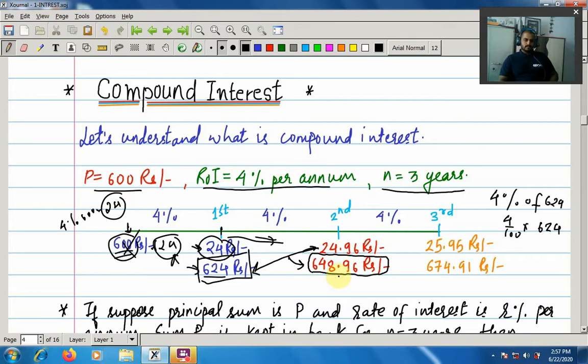Now this 648.96 is my principal amount for third year. Again, I'm going to calculate 4% of this much. What will it be? You can calculate, it comes 25.95. Then I have to add this into the principal sum. It comes this.